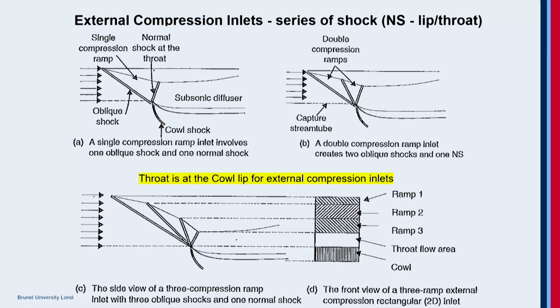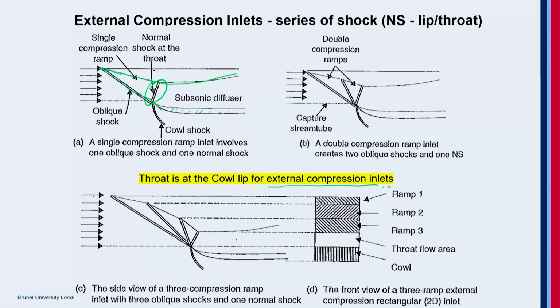And so the throat is at the cowl lip. So this is the cowl, and this is the cowl lip. So here is the minimum area. So this is the throat. This is an external compression inlet because the compression takes place outside. And you have this compression ramp. This is a single compression ramp. You have one oblique shock placed in the external compression ramp.